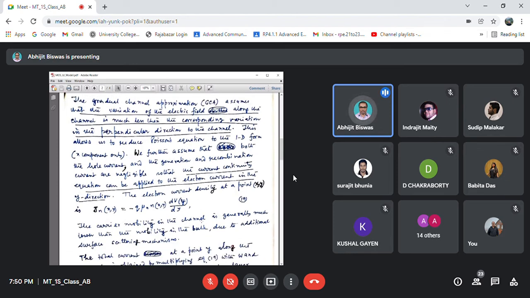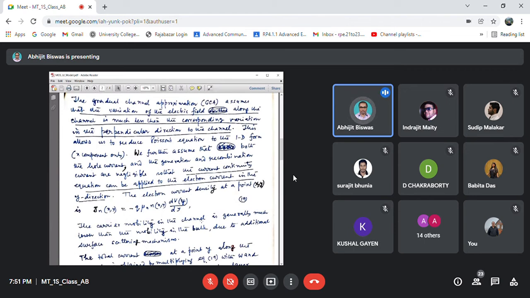Further, we can assume that both the hole current and the generation-recombination current are negligible. Therefore, we assume that the current continuity equation can be applied to the electron current in the y direction only. So we are neglecting hole current, and we are neglecting any current due to generation and recombination of carriers. Therefore, we consider only the electron current. That is why we consider the current density equation due to electrons only in the y direction.